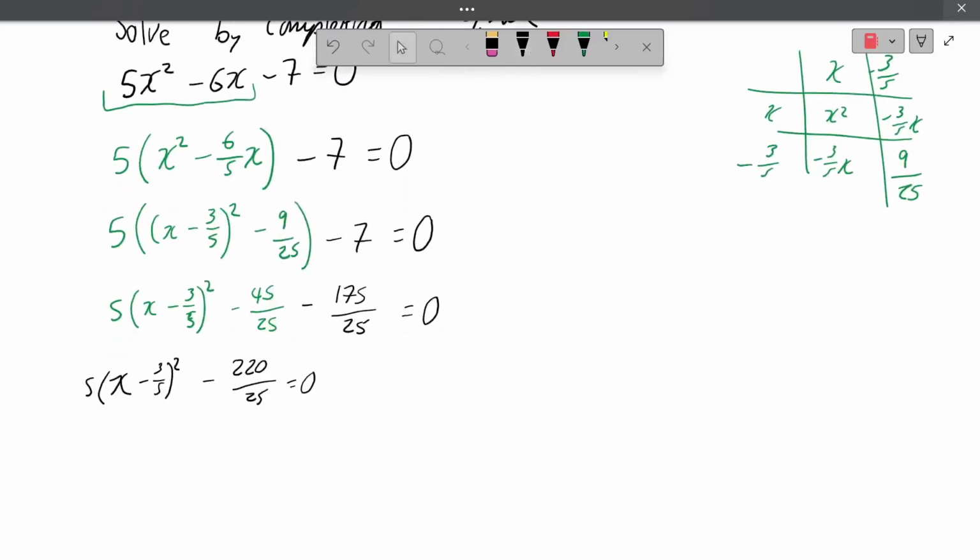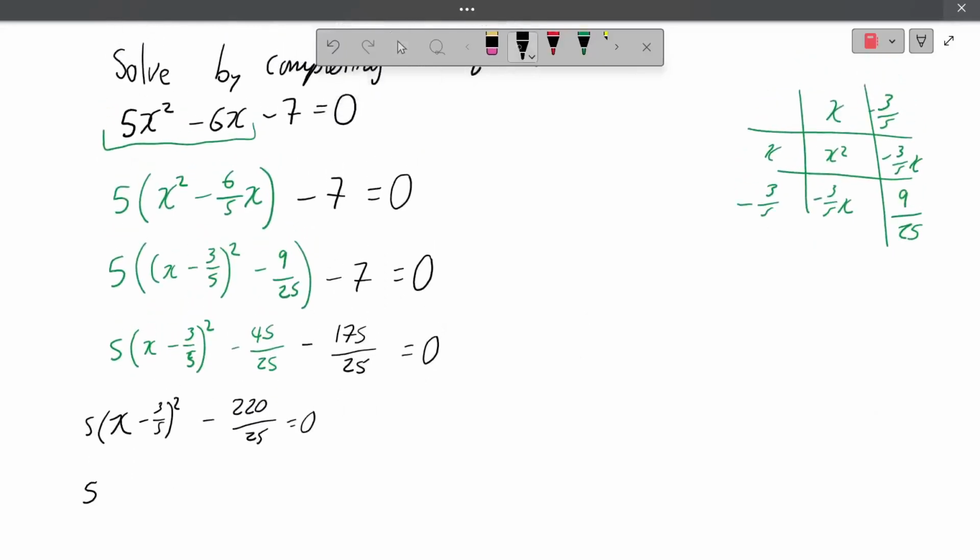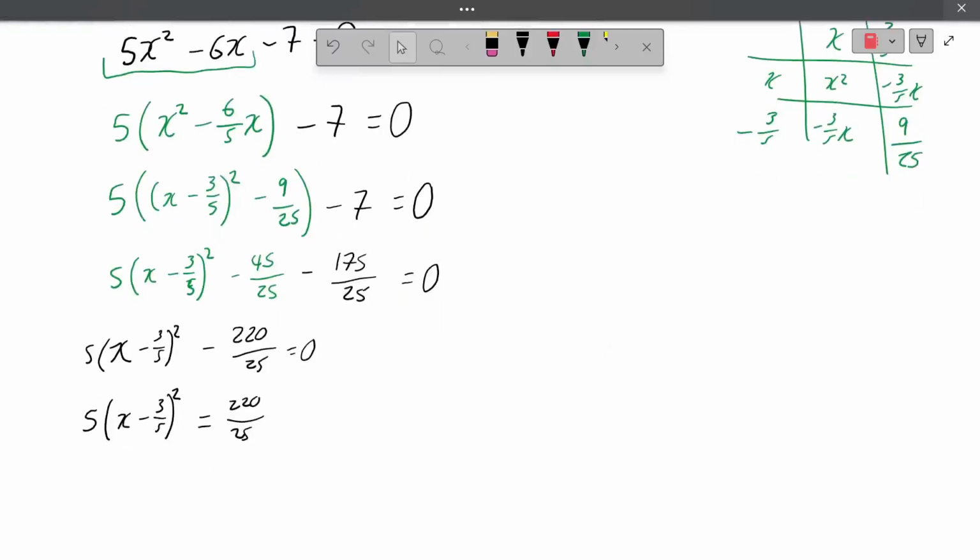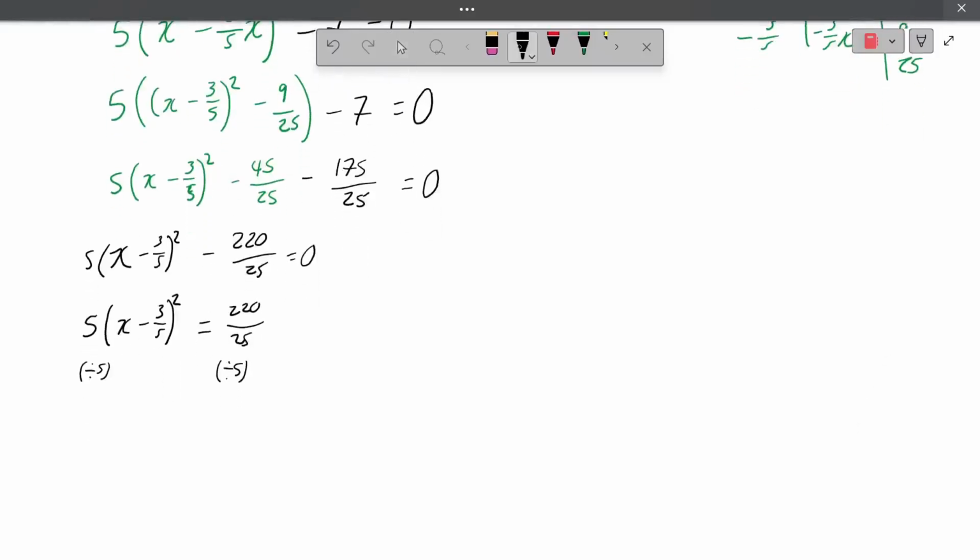Then we're just going to chuck the 220 over 25 on the other side. So you have 5 brackets x minus 3 over 5 squared equals 220 over 25. Then we don't really like that 5. So what we do is we divide both sides by 5. So that gets you x minus 3 over 5 squared equals, now I can actually divide 220 by 5, and that gets you a really wonderful 44 over 25.